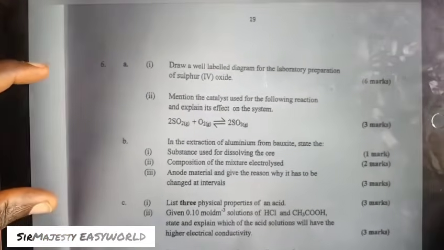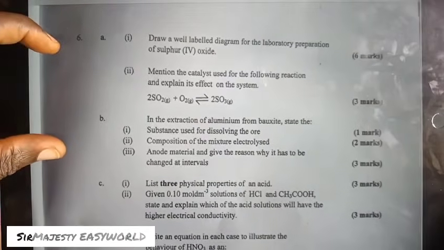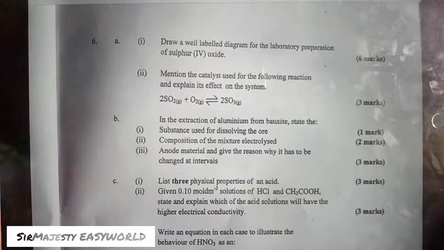So over here, question number 6 says, draw a well-labeled diagram for the laboratory preparation of sulfur 4 oxide, and mention the catalyst used for the following reactions and explain its effect on the system. Okay, so this is question A.